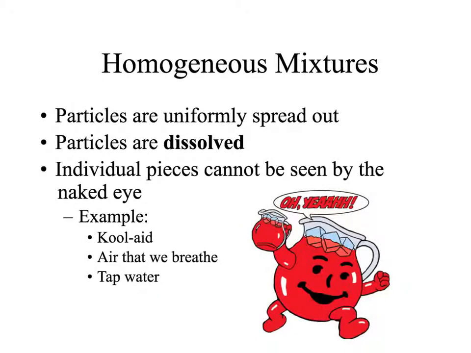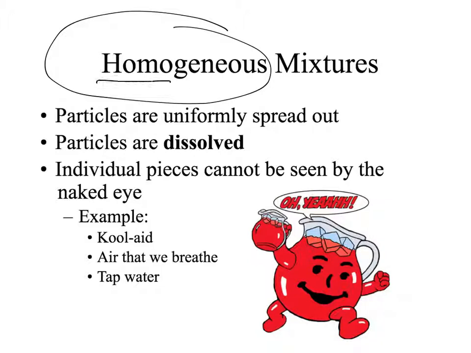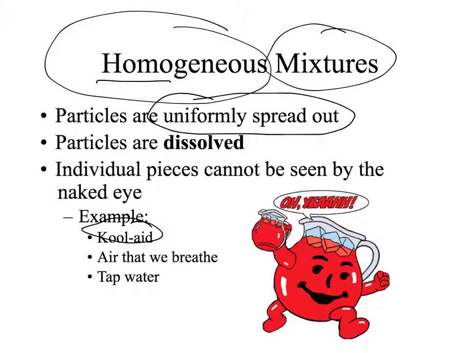A homogeneous mixture, now, on the other hand, with the prefix homo, that means of the same. So homogeneous mixtures have uniformly spread out particles, meaning that it all looks like one thing. Think about Kool-Aid, for example. There's sugar, there's red dye, there's water, there's fake flavoring, but it all looks like one liquid. So even though it's not a compound that's been chemically reacted, it still looks like one thing because it's a really well-blended mixture.